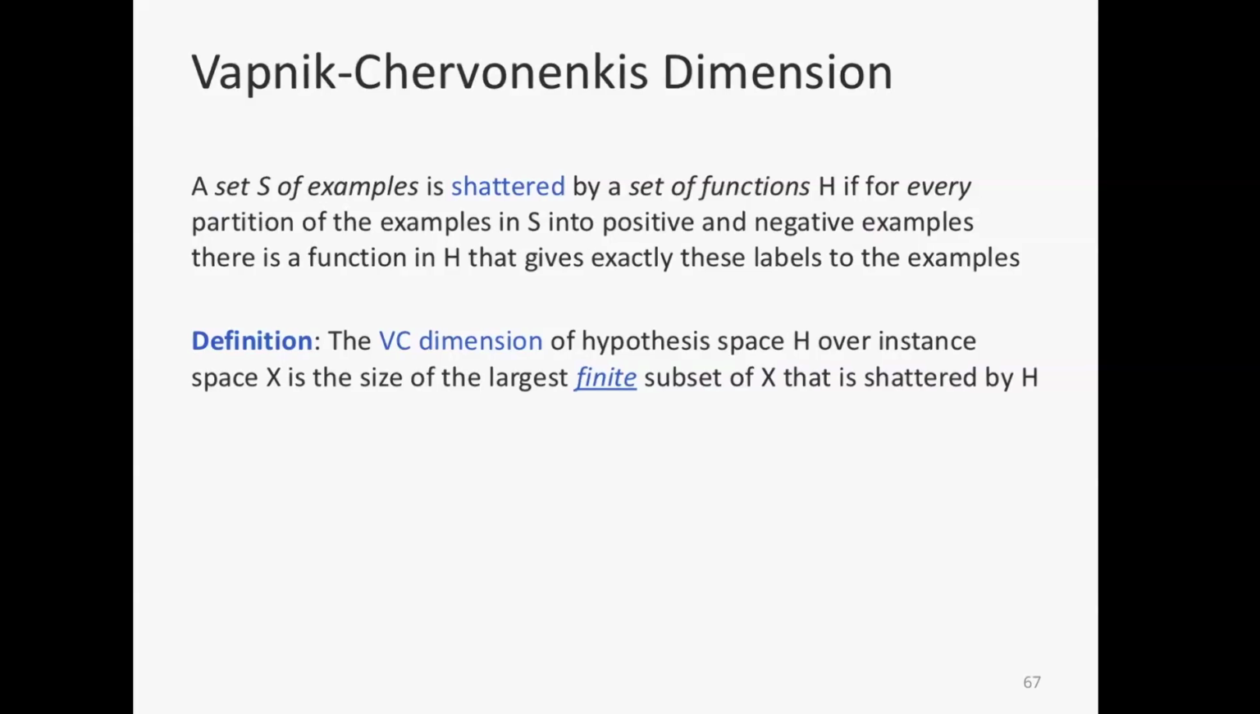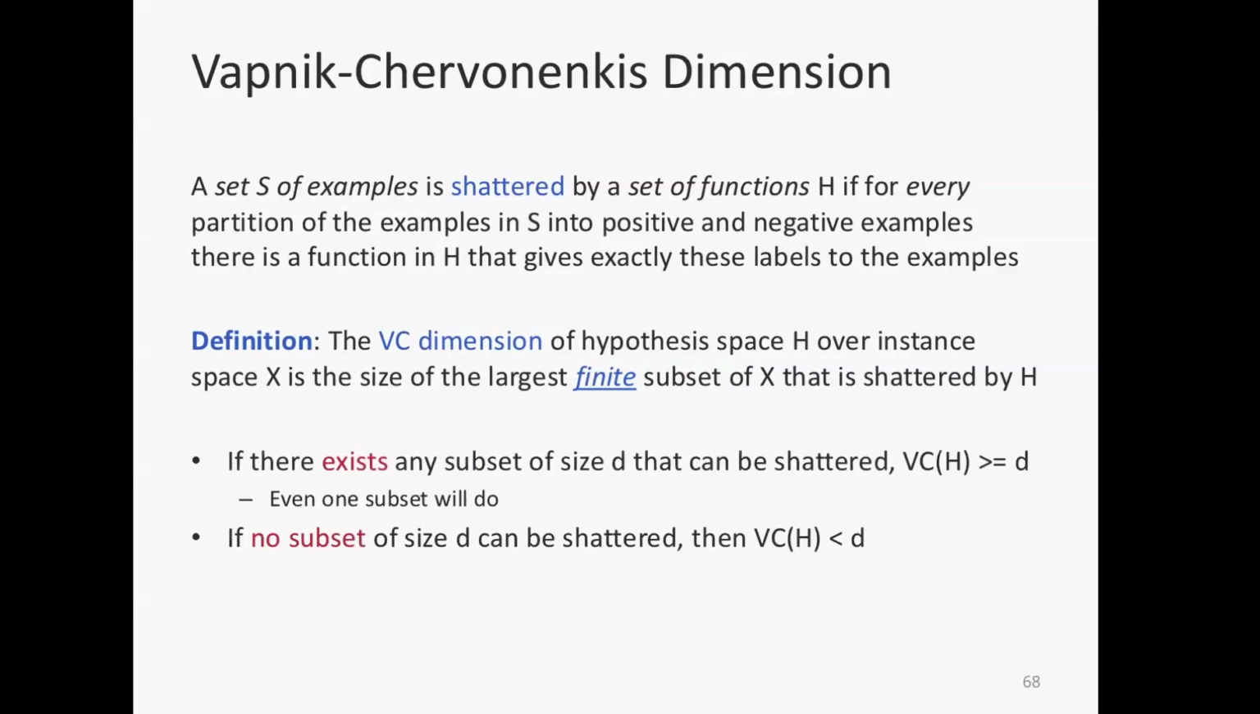This definition hides a surprising amount of complexity, because the complexity is inside the definition of shattering. Really, the definition of VC dimension implies a two-sided proof. If I want to claim that the VC dimension of a hypothesis space is equal to D, then I need to show that the VC dimension is greater than or equal to D and strictly less than D plus 1.